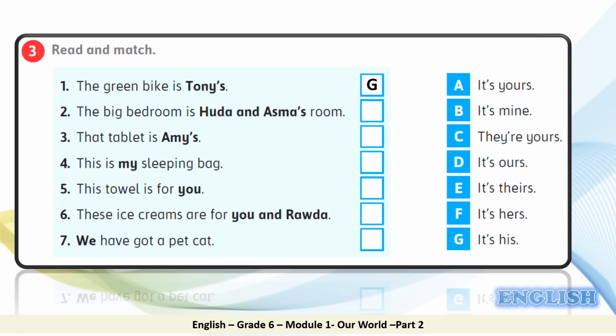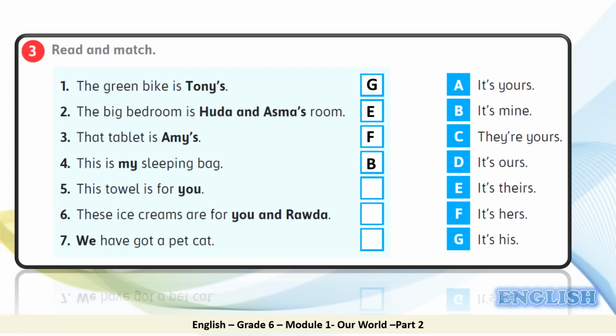Back again. Let's check. Number 2. The big bedroom is Huda and Asma's room. So the answer is E. It's theirs. Number 3. That tablet is Amy's. The answer, F. It's hers. Number 4. This is my sleeping bag. The answer is B. It's mine.